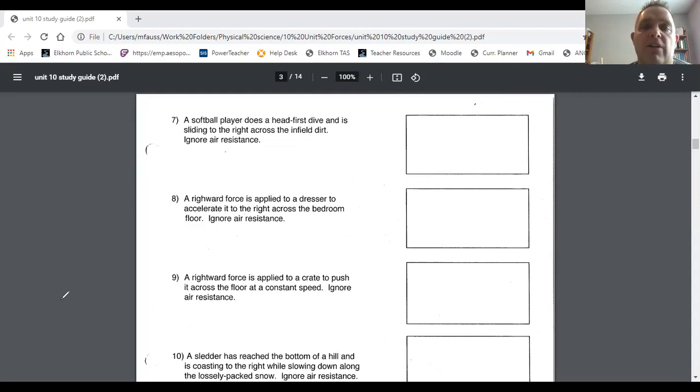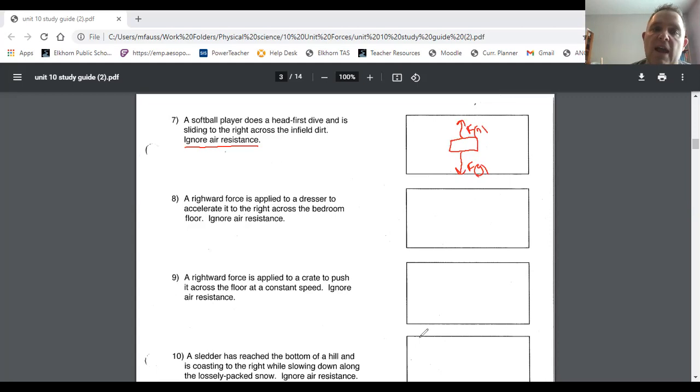A softball player dives head first and is sliding across the infield dirt. Key word, ignoring air resistance. So again, we're going to just draw the box. What force do we always have? We have the force of gravity, and our softball player is not falling into the earth, into the dirt farther in. So there is the earth pushing back up a little bit, and that's our normal force.